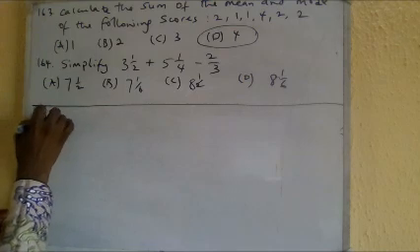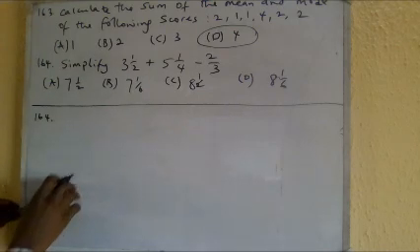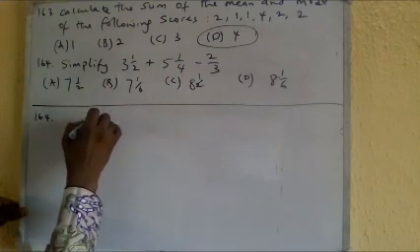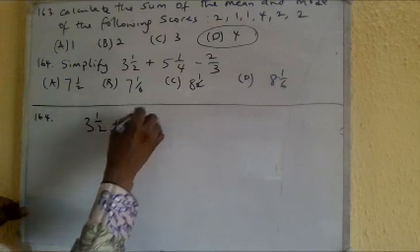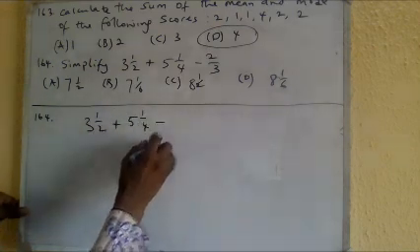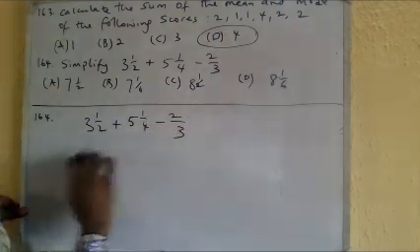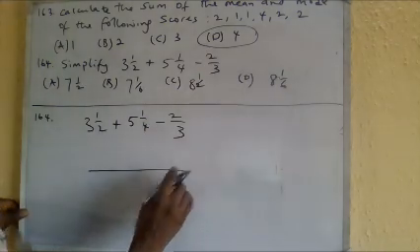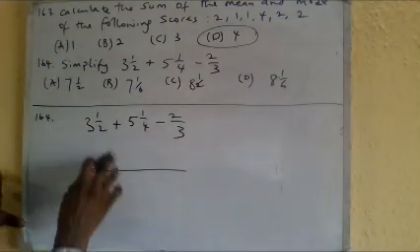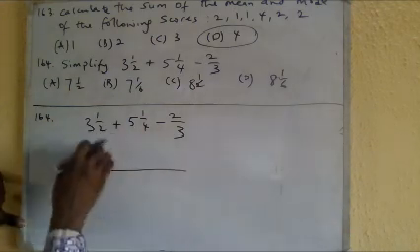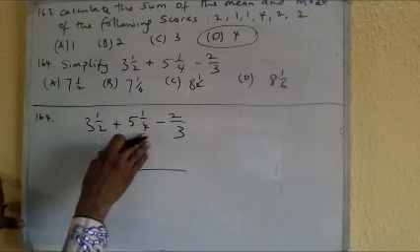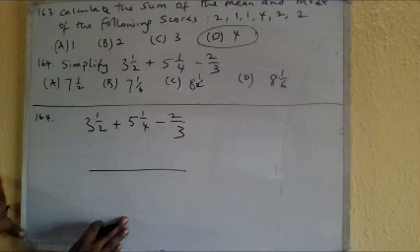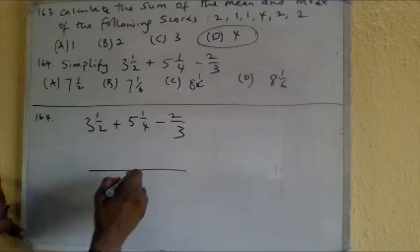This one is fractions. I have 3 over 1 over 2 plus 5 whole number 1 over 4 minus 2 over 3. So we're going to do this fraction. I'm going to rule my line to find my LCM. First of all, the LCM of all the denominators of the fractions, LCM of 2, 4, and 3 is 12. How do I get 12?